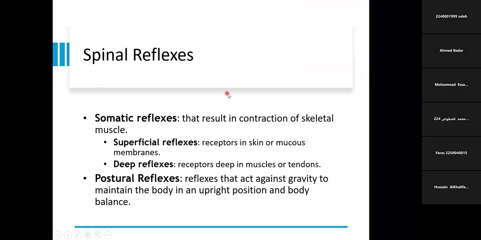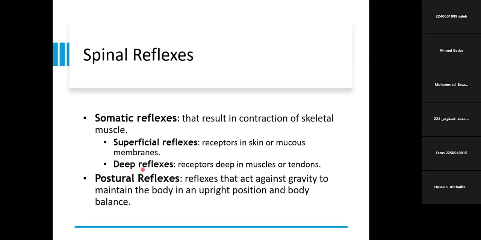So once again, a little detail: we have somatic reflexes and we have postural reflexes. Somatic reflexes can be superficial reflexes that have receptors in the skin or mucous membrane. For example, I smell food and my salivation starts. Something is put on my tongue, I taste it and salivation starts. Something touches my skin and there is local vasoconstriction or local vasodilatation. These are superficial reflexes.